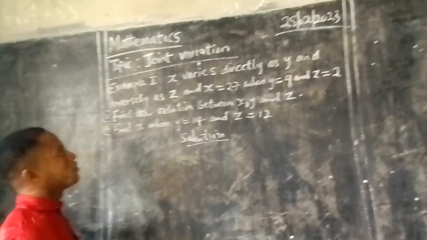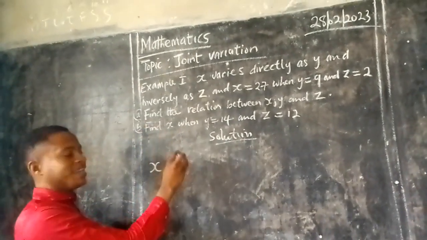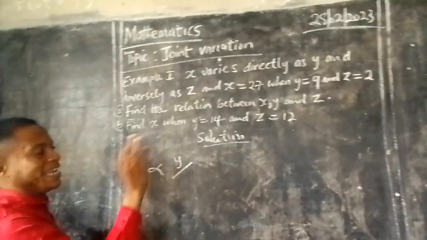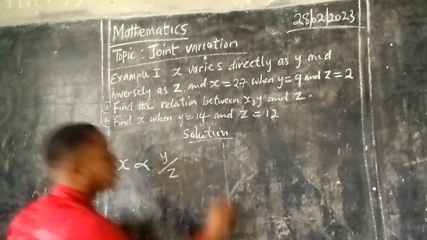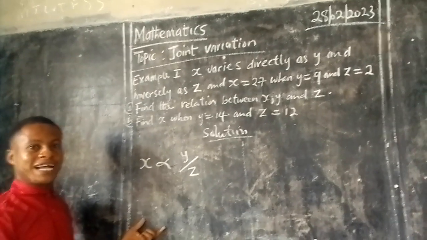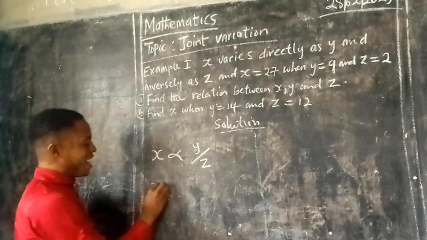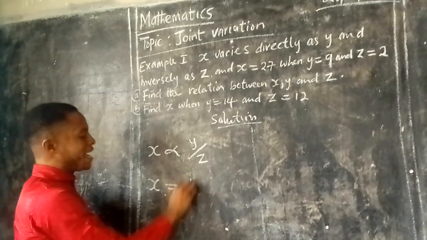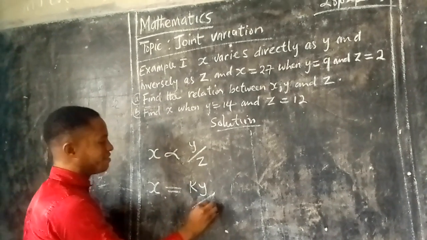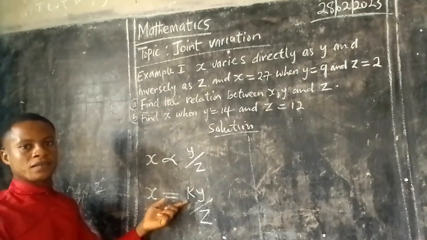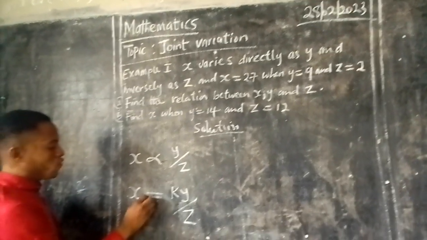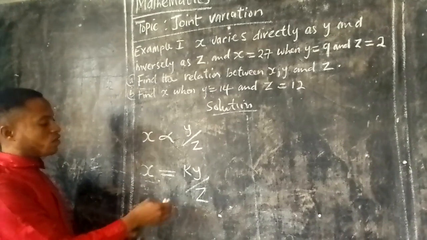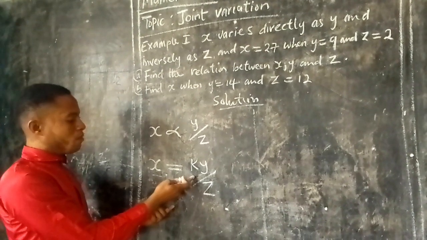we have from the question x varies directly as y and inversely as z. So here we have to introduce our constant by saying x is equal to ky all over z. K is our constant. The first thing to do here is to find the value of the constant. To find the value of the constant, we make k the subject of the formula.